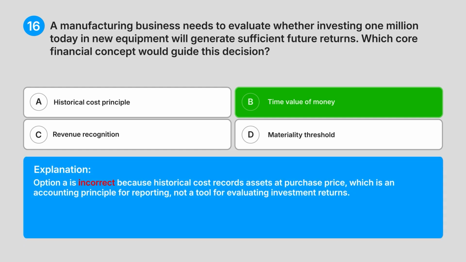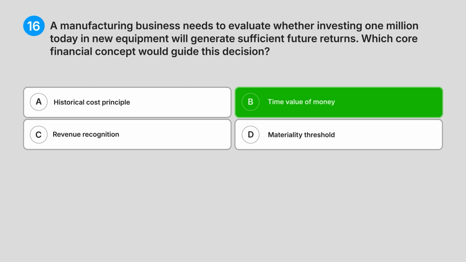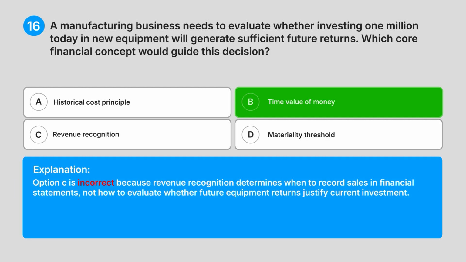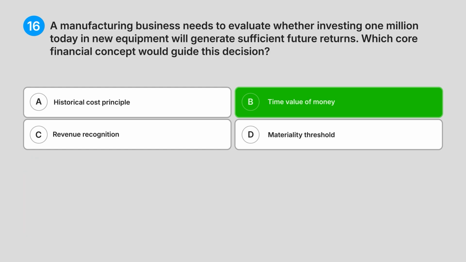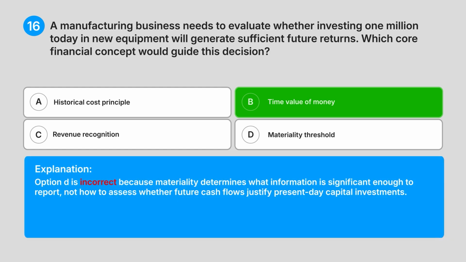Option A is incorrect because historical cost records assets at purchase price, which is an accounting principle for reporting, not a tool for evaluating investment returns. Option C is incorrect because revenue recognition determines when to record sales in financial statements, not how to evaluate whether future equipment returns justify current investment. Option D is incorrect because materiality determines what information is significant enough to report, not how to assess whether future cash flows justify present-day capital investments.